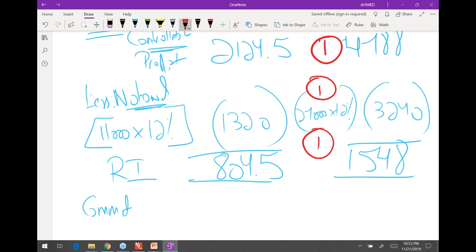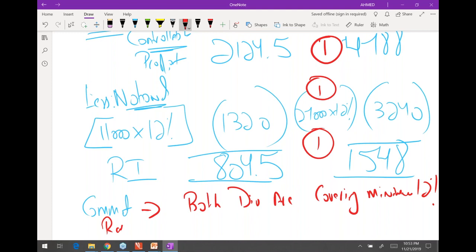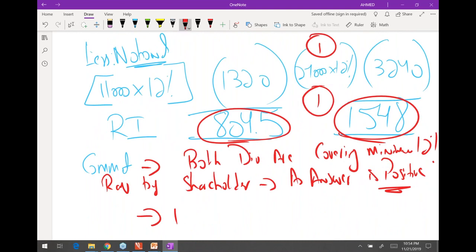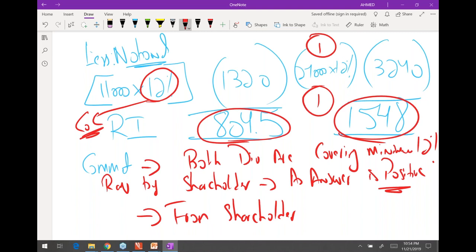So the comment would be what? Both divisions are covering the minimum 12% required by shareholders, as the answer is positive. So as the answer is positive, both are covering the minimum required return of the shareholder. So from the shareholder's perspective, the divisions are good. This is the beauty of RI. As RI uses what? Cost of capital. So that is why RI is very near to shareholders. From the shareholders' point of view, cost is covered.